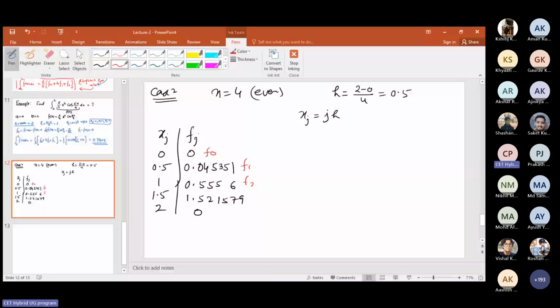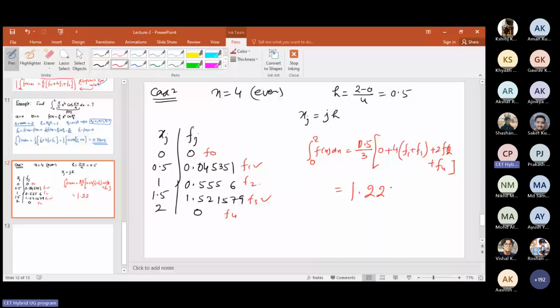When you put all these values in the formula, then the integral from 0 to 2 of f(x) dx, finally you put the values: h is 0.5 now, so 0.5 by 3, f0 is 0, plus 4 times (f1 plus f3), you substitute the values of f1 and f3, plus 2 times f2, you substitute, plus f4, you substitute all these values, and then you should get 1.22974.